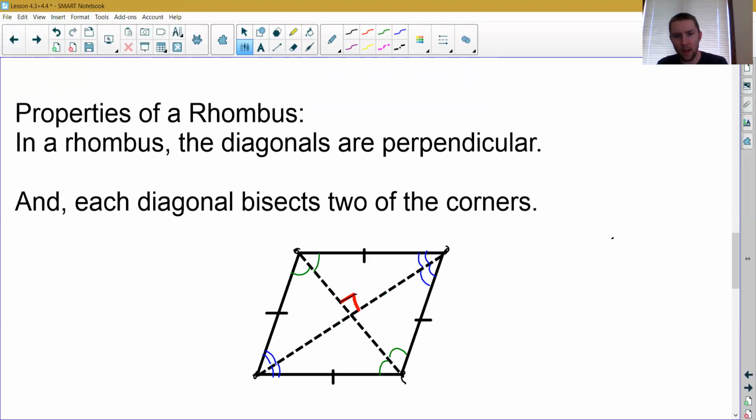Now remember that this is still a parallelogram, right? A rhombus is a special type of parallelogram. So again, we have these diagonals cutting each other into 2 equal pieces.